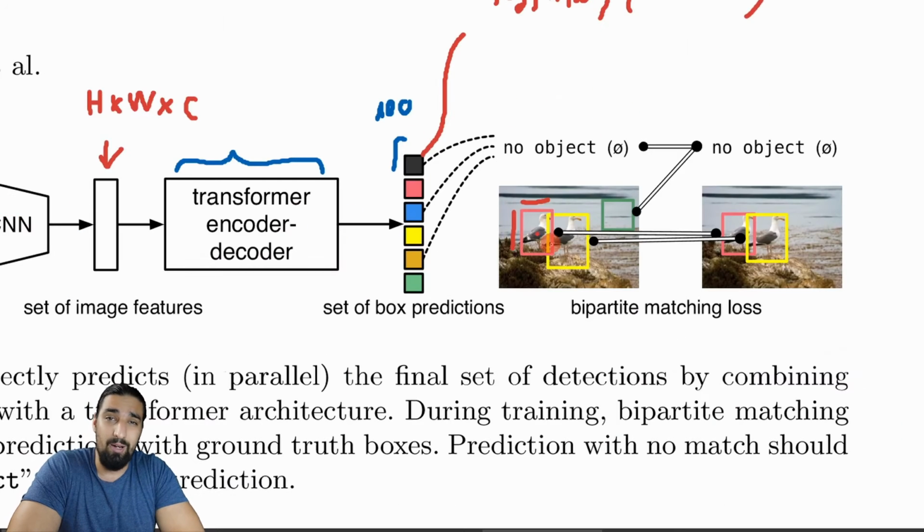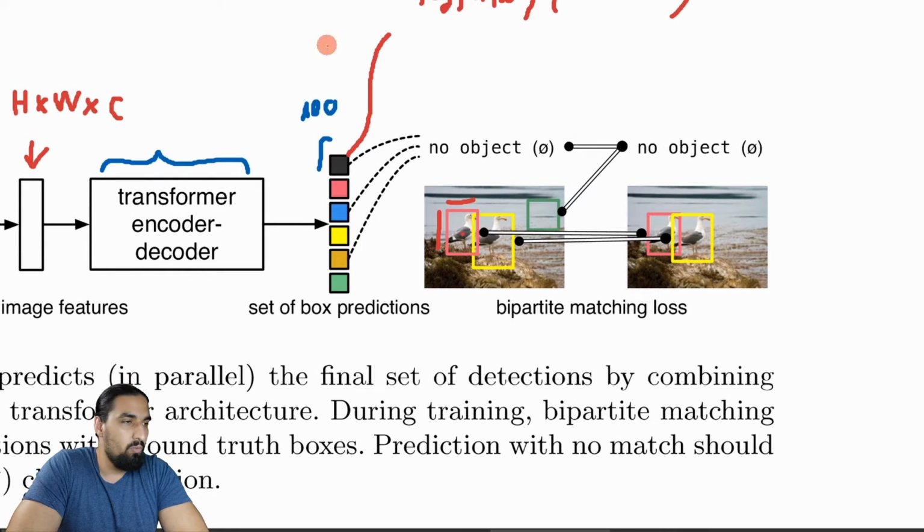Now the interesting part is, how do we actually match these so that we can compare them, and how do we backprop through the encoder and the CNN and train the DETR pipeline? So the idea is fairly simple. The first thing we do is this bipartite matching, and I'll explain that in a bit more detail, but the rough idea is to find the permutation.